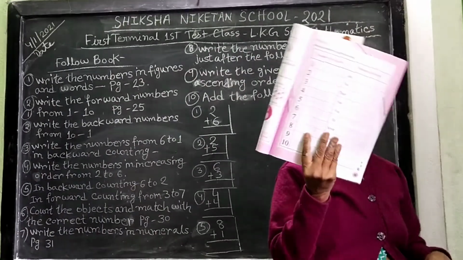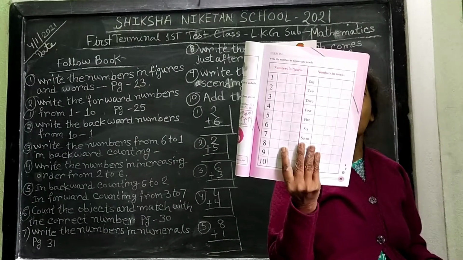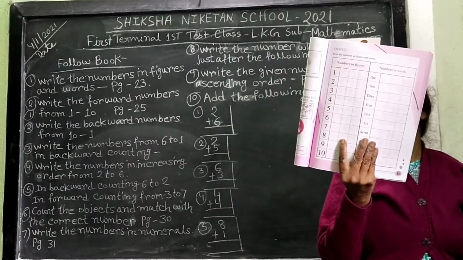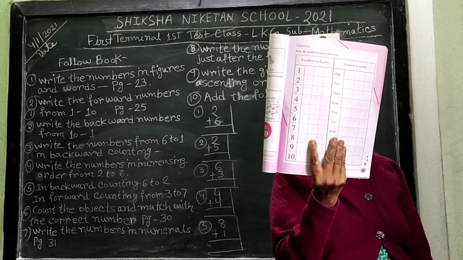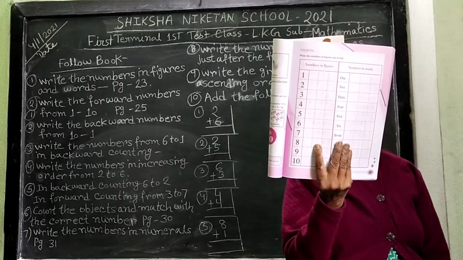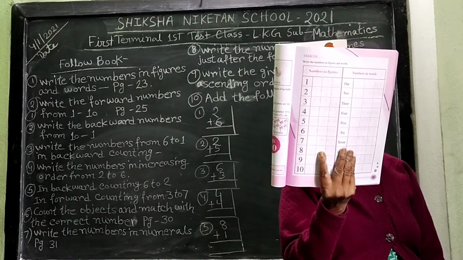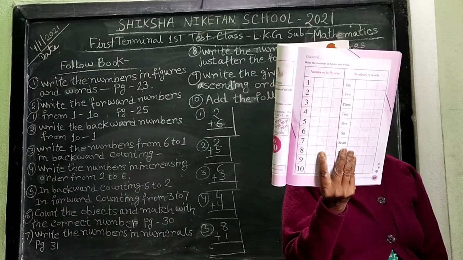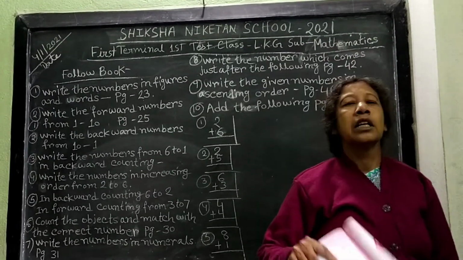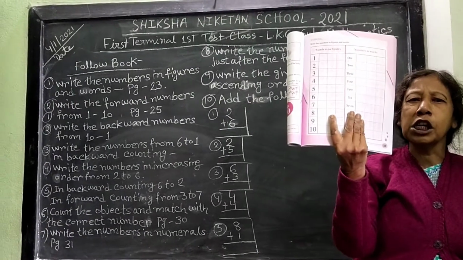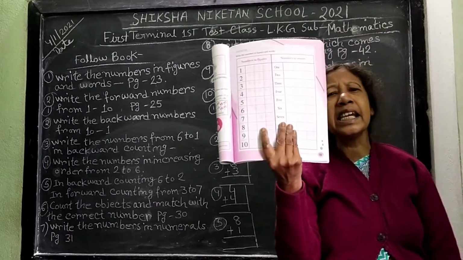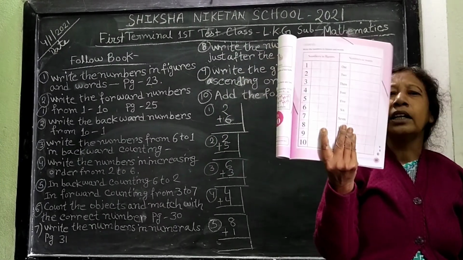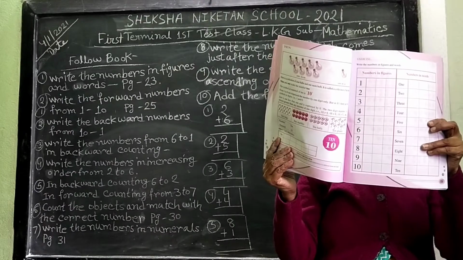Numbers in figures. 1, O-N-E. 2, T-W-O. 3, T-H-R-E-E. 4, F-O-U-R. 5, F-I-V-E. 6, S-I-X. 7, S-E-V-E-N. 8, E-I-G-H-T. 9, N-I-N-E. 10, T-E-N.